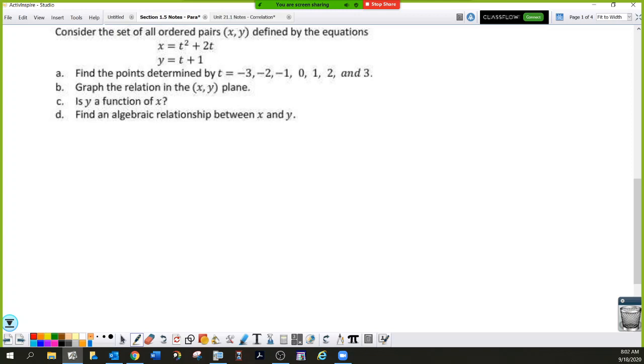But let's just prove a point. So for part A, I'm just going to go ahead and fill out the, holy cow. All right, hold on. Let's try again. There we go.